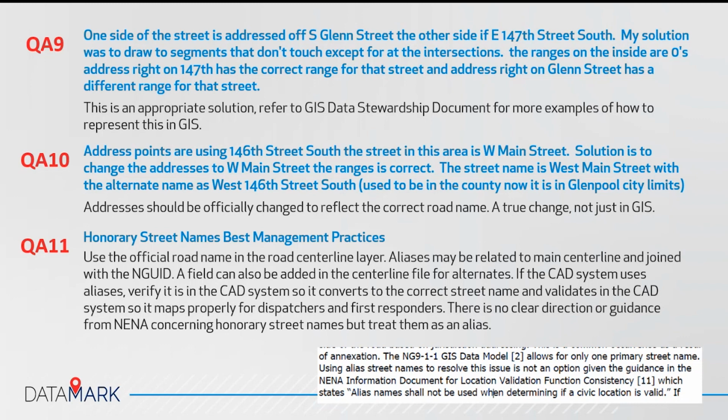There's no guidance in the national standards for how to document or manage honorary street names. But it does say that you can put alias names in a separate alias table, but alias names are not used for call routing. And that's where I put this little snippet. The NG911 GIS data model allows for only one primary street name. Using alias street names to resolve an issue is not an option, given the guidance in the NENA information document for LVF, which is the location validation function, which states alias names shall not be used when determining if a specific location is valid. So that's the point.